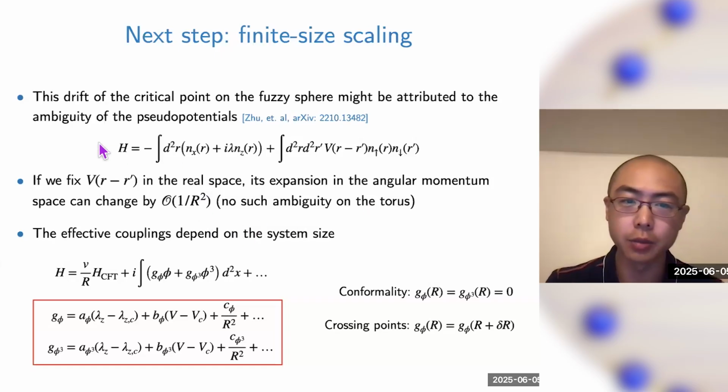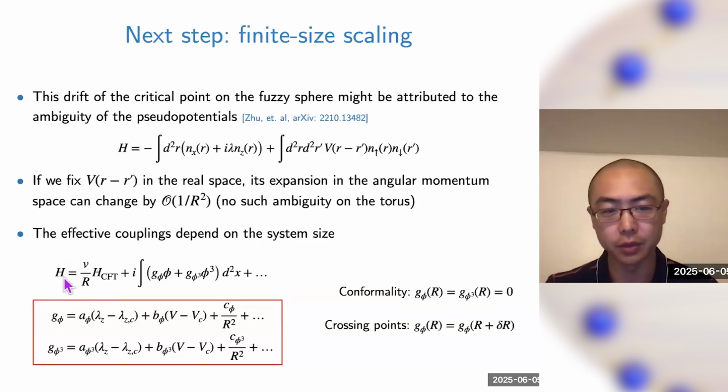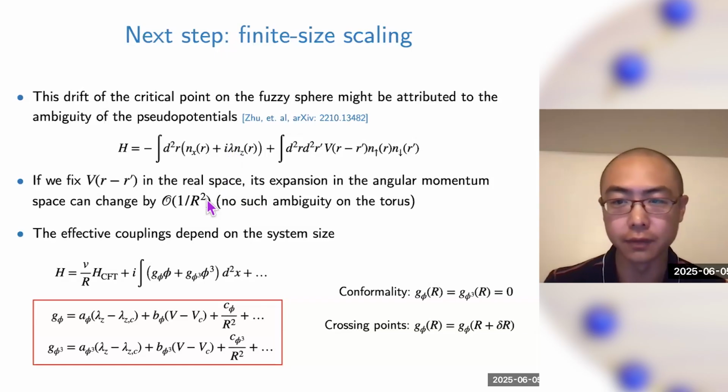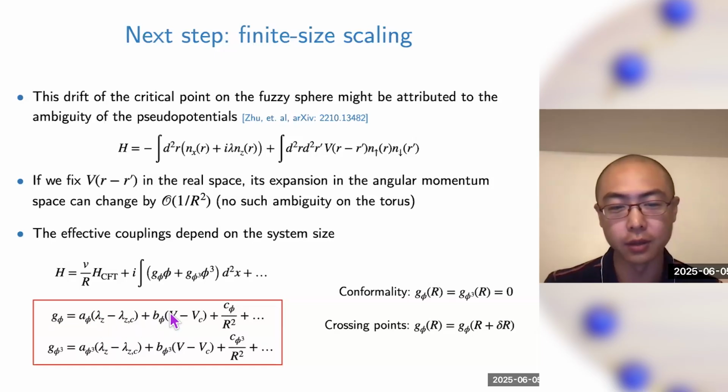relate this microscopic Hamiltonian to our effective description of the Hamiltonian written in this way, then the relation between the effective coupling and the microscopic parameters in the Hamiltonian should also suffer from this ambiguity. So instead of just writing G phi linearly related to lambda z or the pseudopotential V, it also has this term C phi divided by R squared, and similarly for this phi cube coupling.